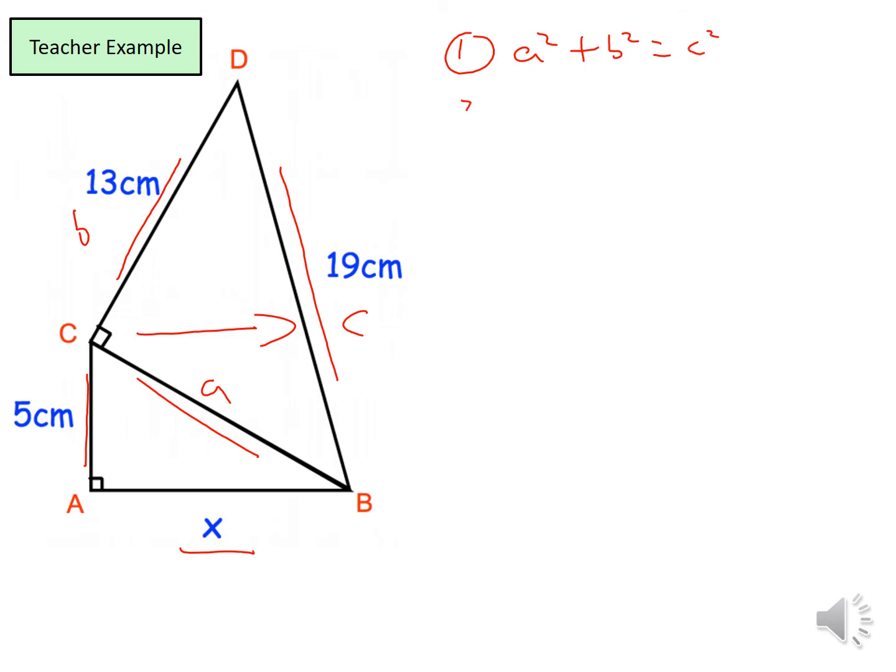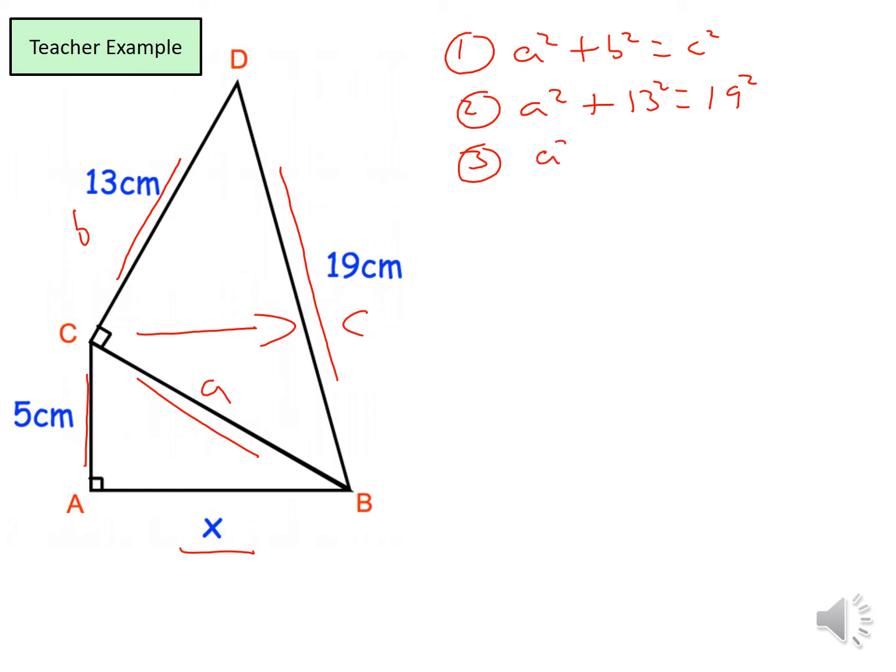The next step, insert the information we have been given in the question. So a is what we are trying to work out, so we leave that as a squared. B squared will be 13 squared, and finally c squared we will write as 19 squared, because c is represented as 19.